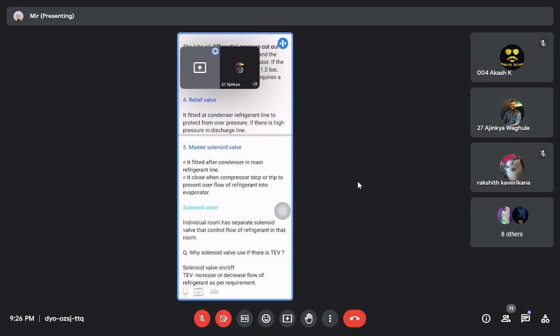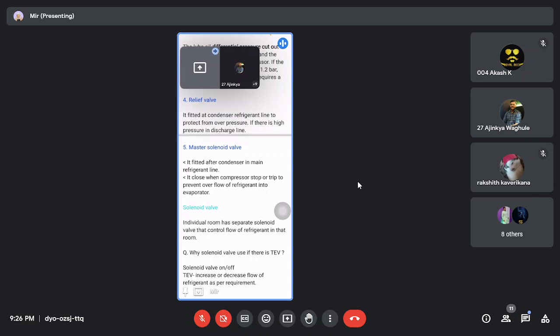The master solenoid valve works on the low pressure or high pressure cutout. If there is a high pressure cutout, the master solenoid valve activates and stops the flow of refrigerant into the evaporator. At that time the master solenoid valve works, but each separate room has a separate solenoid valve. If something happens inside a single room, there is a solenoid valve.